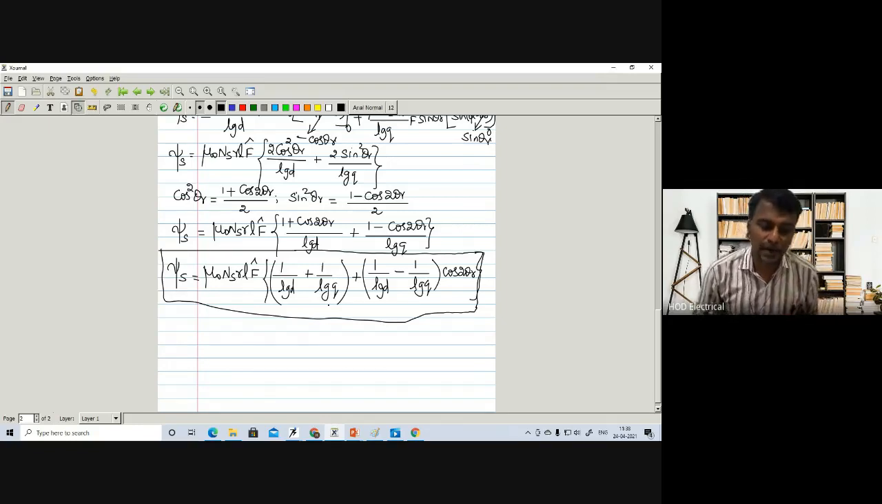The flux linkage formula will be mu naught ns r L f cap into 1 by LGD plus 1 by LGQ plus 1 by LGD minus 1 by LGQ into cos 2 theta. So the flux linkage has the contribution of the small air gap as well as the large air gap. With this, I would like to conclude today's presentation. In the next class, I will explain how to find this inductance, and also how to find F gap, which I already mentioned in the last lecture.